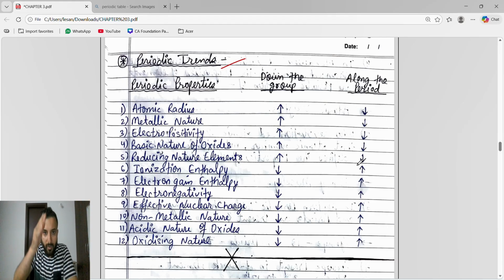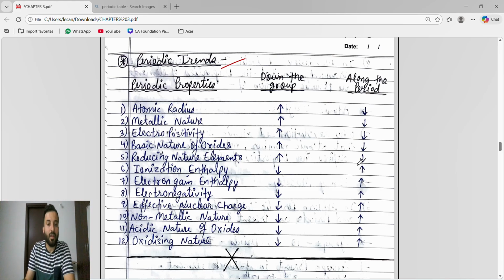So remember the trend down the group, because many students get confused and start memorizing both down the group and along the period. It's not easy. So remember for down the group, and it will be opposite along the period. If down the group it's increasing, along the period it will be decreasing, or if down the group it's decreasing, then along the period it will be increasing. You can just check it out.